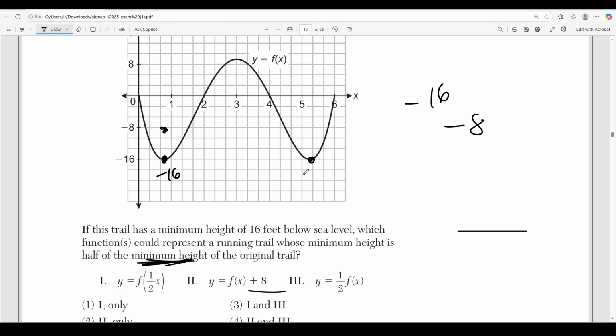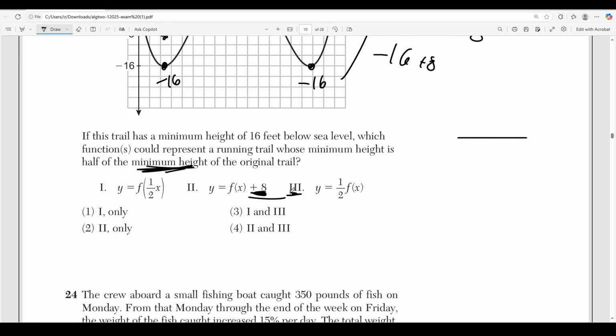If I have negative 16 here and negative 16 here, negative 16 plus 8, whenever you add 8 to x on the outside, that's a translation of however many units you added up. So you're translating this 8 units up. So negative 16 plus 8 is going to be negative 8, because you've just moved this entire function 8 units up, and as a result, your lowest point is going to be negative 8.